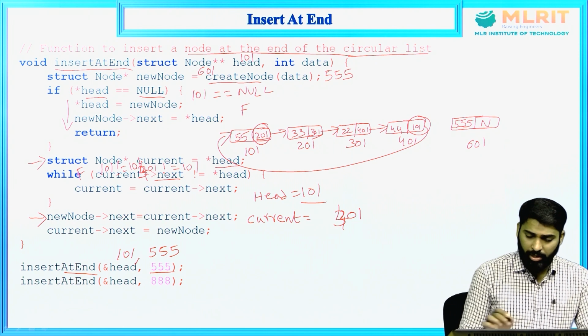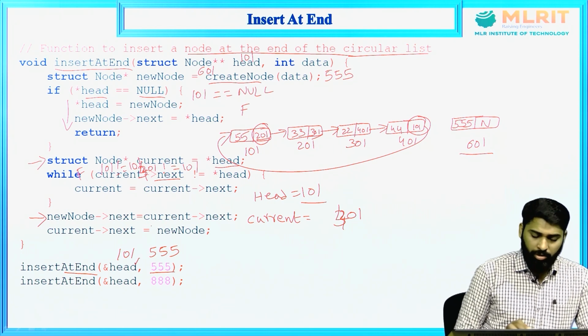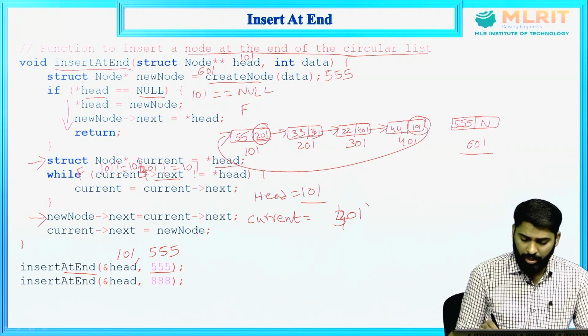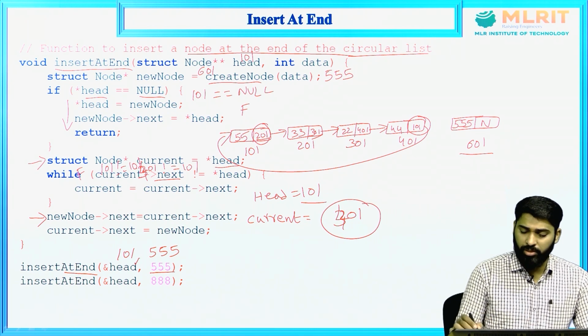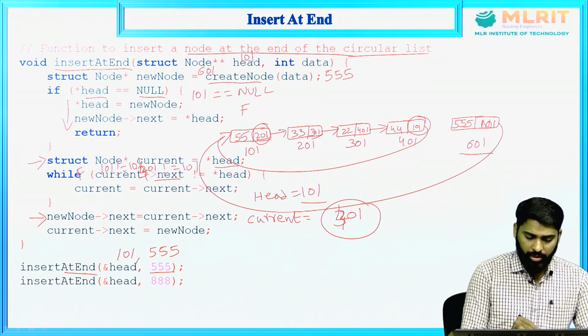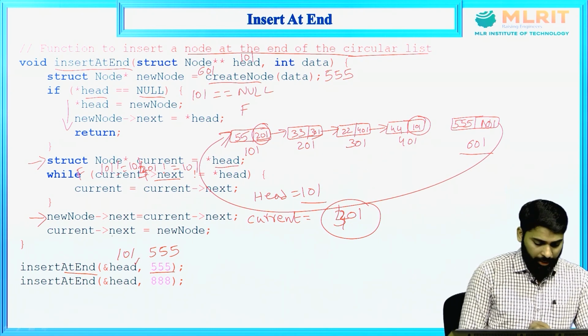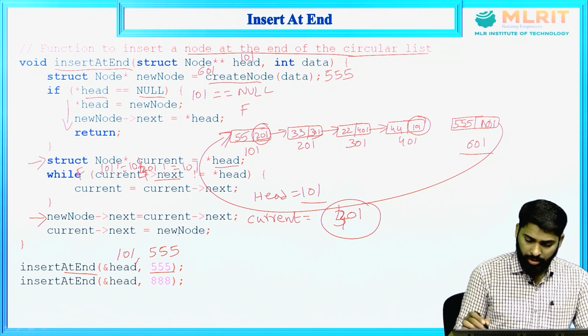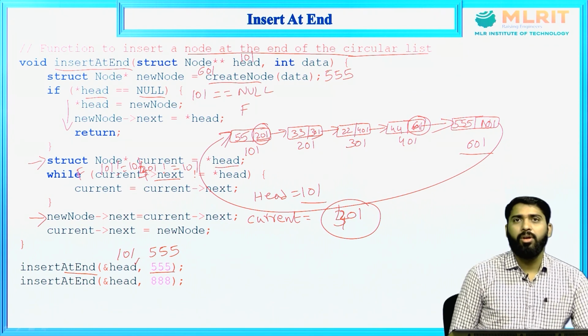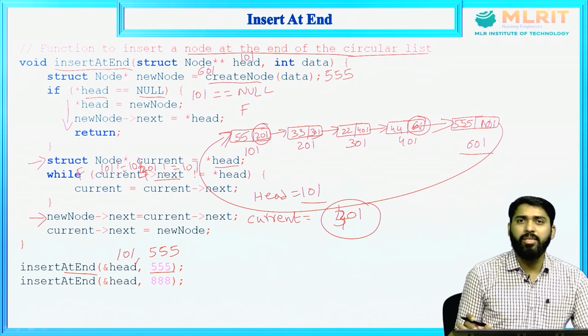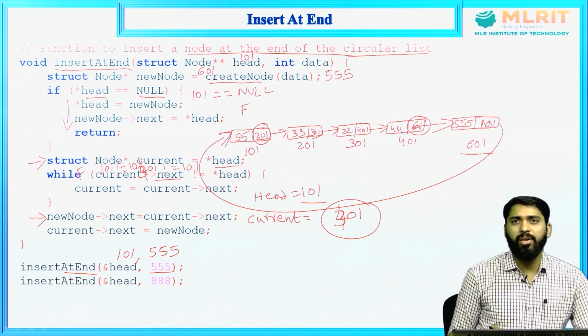The next instruction is new node next. What is the new node here? 601 equals current arrow next. What is the current here? 401. 401 arrow next means 101 is copied to here, 101. Now this is the link, and this will be terminated, and current arrow next equals new node. Here in this place you are going to store 601. That's it. Now the new node is inserted at the end of the circular single linked list.